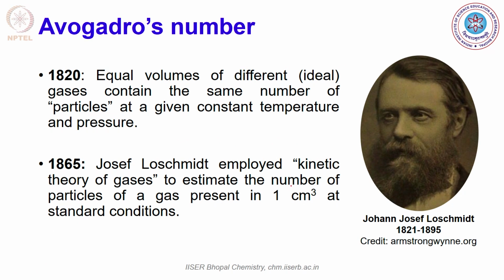This was followed by Joseph Loschmidt, who employed the kinetic theory of gases. Of course, here is where the definition of ideal gases was completely put forth, saying that there are no attractive or repulsive forces between the molecules, and the molecules occupy a much smaller volume than the container itself. Using this theory, he was able to determine how many particles are present in a 1 centimeter cube at standard conditions. Once again, standard conditions here are defined as 1 atmosphere pressure and 0 degrees Celsius.